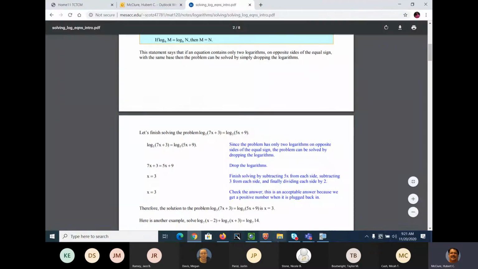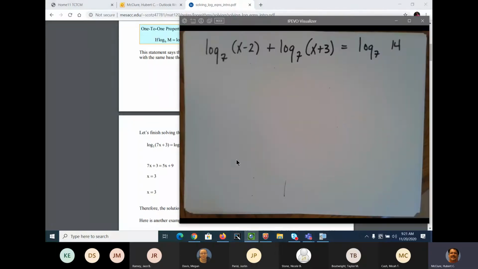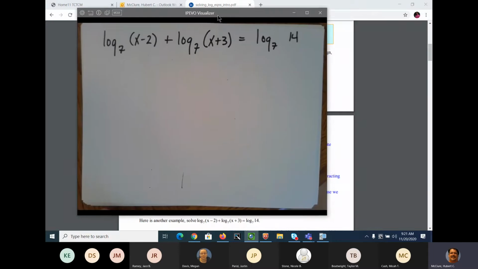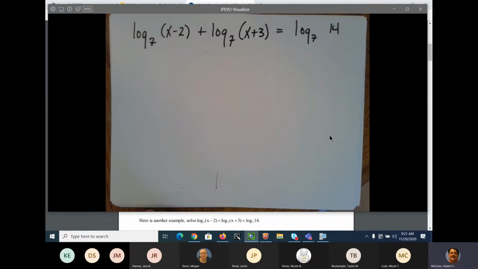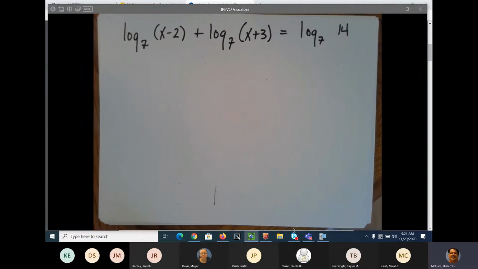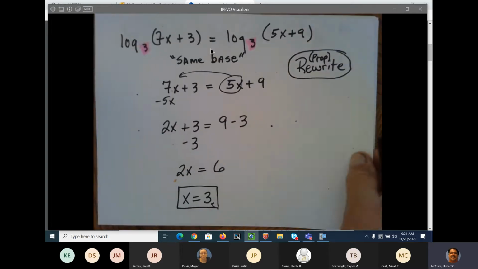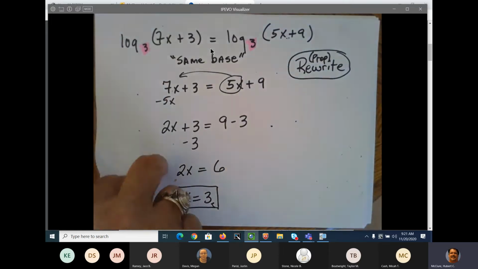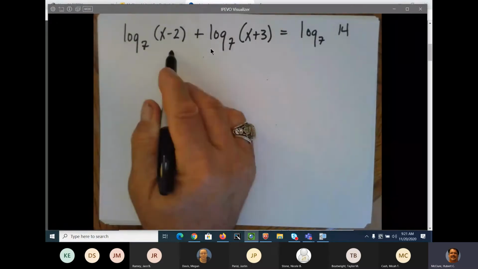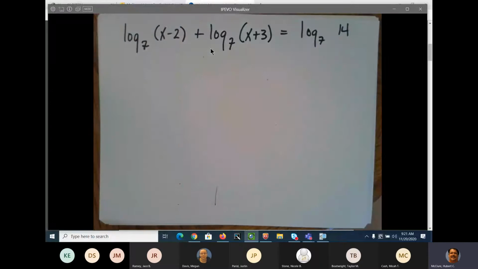Okay, so if you've got this one in your notes, the first thing you're going to say is rewrite with properties, because the difference between this one and the previous problem is this one has two parts on the left-hand side. The first one did not. The first one just had one term on each side. This one has two terms on the left side and one term on the right. So it's a totally different animal. So here we've got to rewrite with the product rule first.